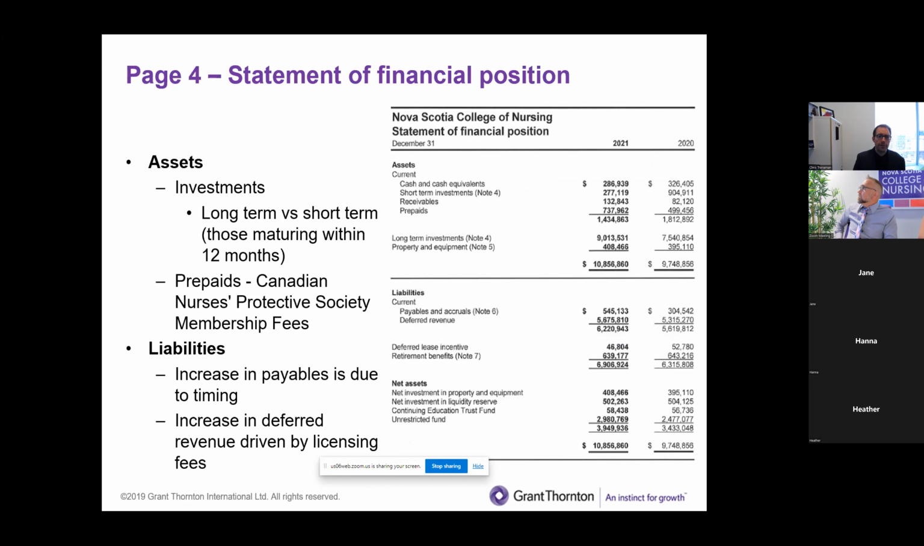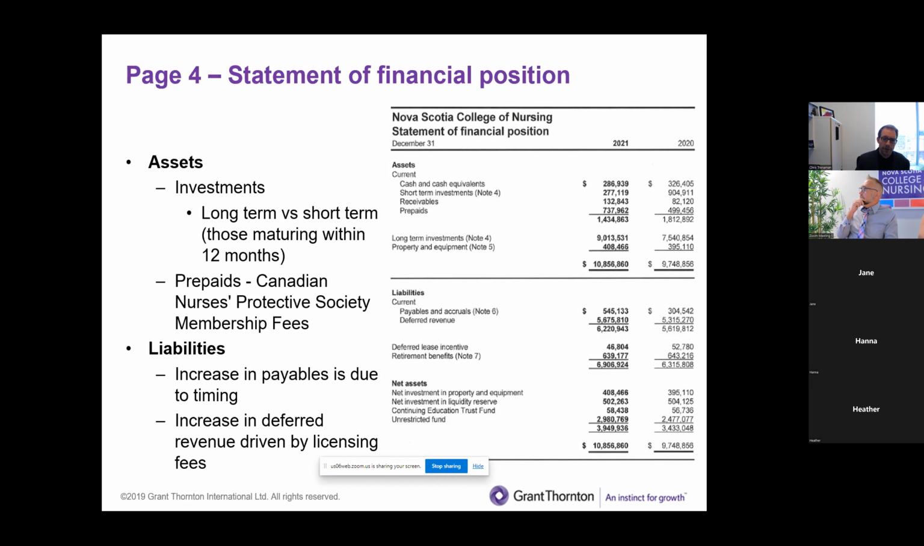The next main page of the financial statements would be the statement of financial position, also referred to as the balance sheet. Looking at the statement of financial position, we see that the Nova Scotia College of Nursing remains in strong financial position at the end of the year. So this statement shows a point in time. So these numbers are presented as at December 31st, 2021, with comparatives for the December 31st, 2020 year end.